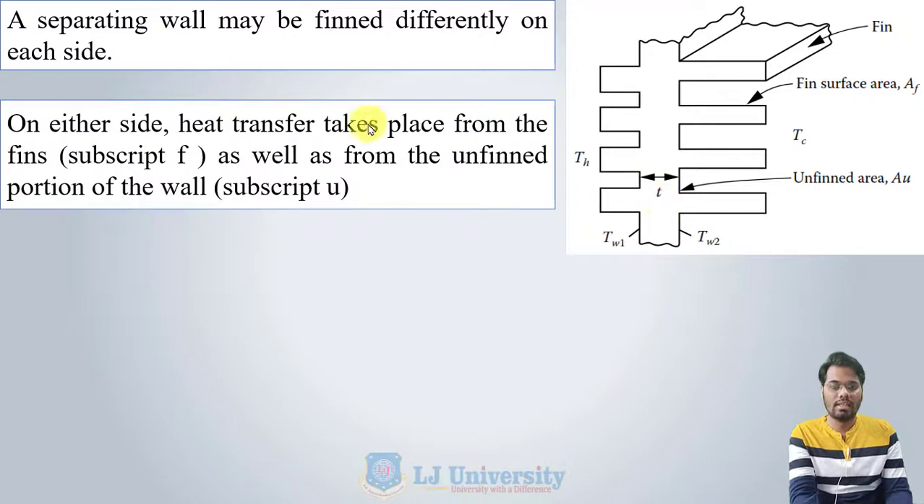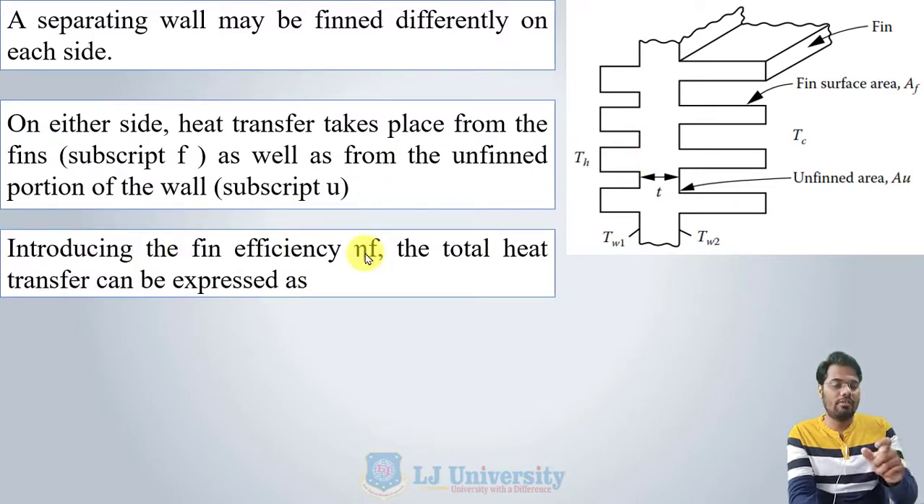Now, on either side, heat transfer takes place from the fins as well as from the unfinned area. We know that heat will flow from the higher temperature to the lower temperature. So when the heat reaches this surface at TW2, it will flow to the environment by convection from the area where there is no fin, and where there is a fin, the heat will first flow by conduction through the fin, as well as simultaneously flow outside to the environment by convection. So whenever there is a fin, we have to use the term fin efficiency.